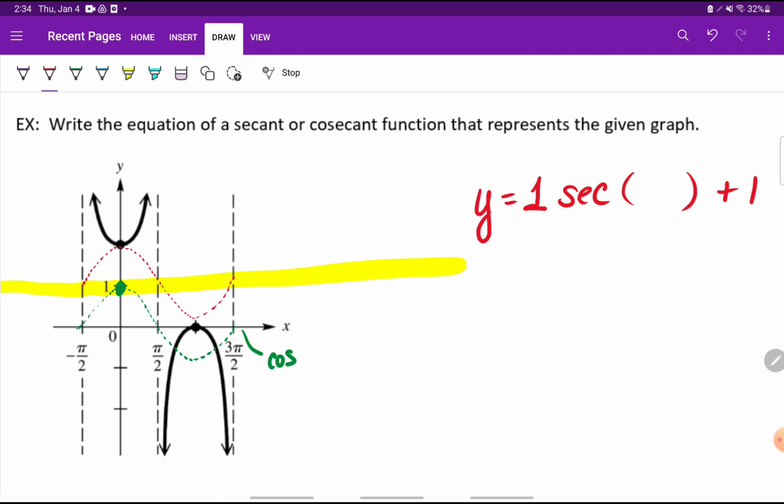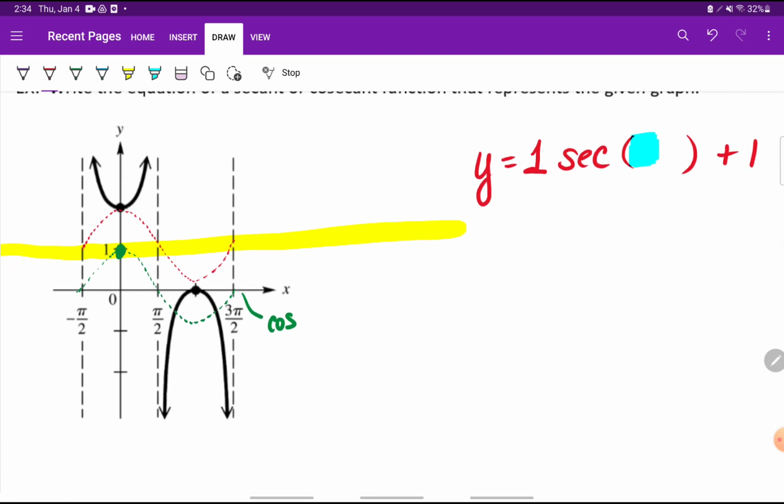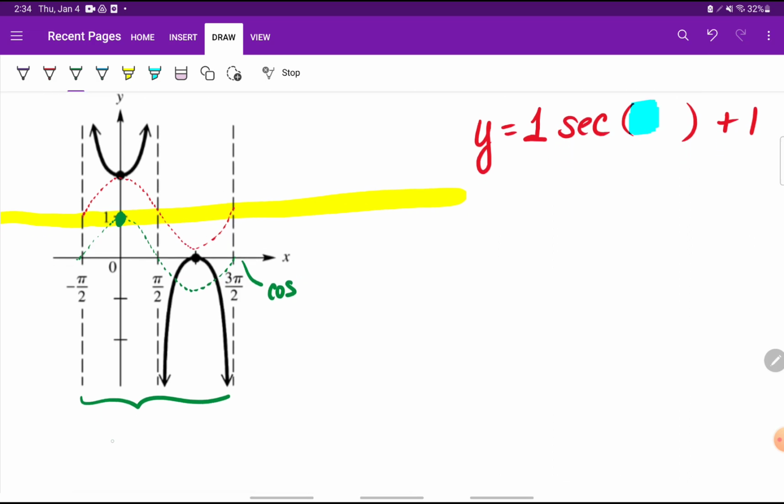And now the only thing we need to deal with is the b value inside here. We're going to get that from the period. Our period goes from here to here, but be careful, because I got negative pi over 2 to the left and then positive 3 pi over 2 to the right. So this is actually a period of 2 pi. Because I got half a pi this way and then 3/2 a pi that way. So together, that's 4 half pi's, or just 2 pi.